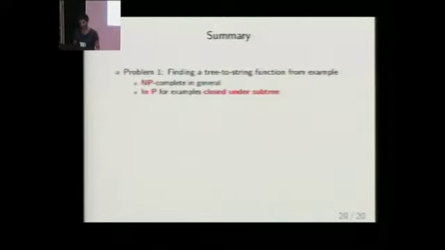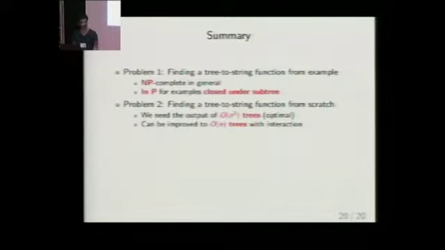To summarize, we have studied the first problem of finding a tree-to-string function from examples. And we have found that the problem is NP-complete in general, but it can be solved in polynomial time when you have the reasonable assumption that the examples that you are given are closed under subtree.